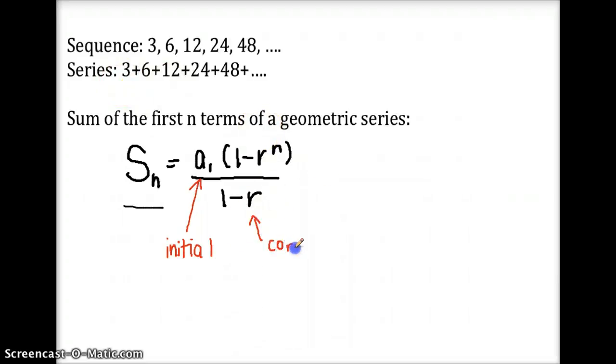R is a common ratio, and that is what we multiply each number by to get the next term. So we have 3 times 2 equals 6, times 2 equals 12, times 2 equals 24, so this would just be 2. And n is the number of terms, or the nth term. So in this case, if we want to find the first 5 terms, we would use n equals 5. So how did we get this formula?